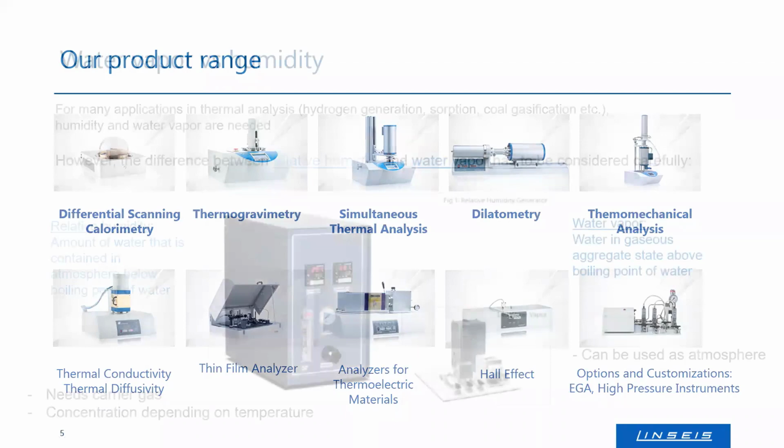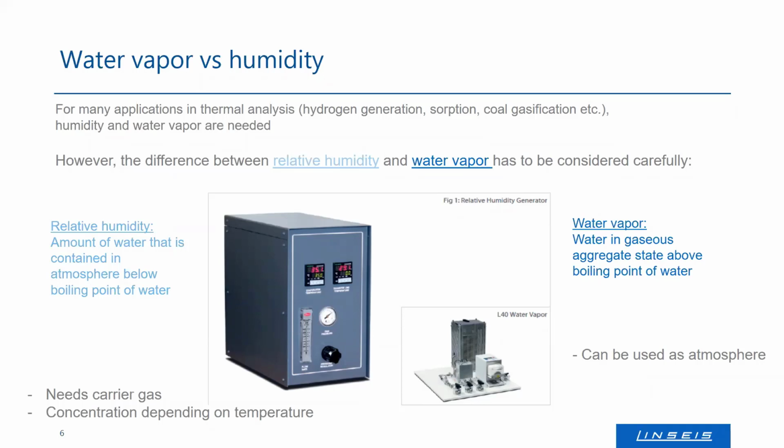As said, the main intention of this little presentation is to show the difference between water vapor and humidity, because there's a lot of misunderstanding and a lot of problems. People are not always aware that there's a huge difference, and what they can do with that kind of setup. In general, we have to differentiate between humidity generators and water vapor generators. On the picture on the slide, you see how that looks. I will go into detail in the further slides.